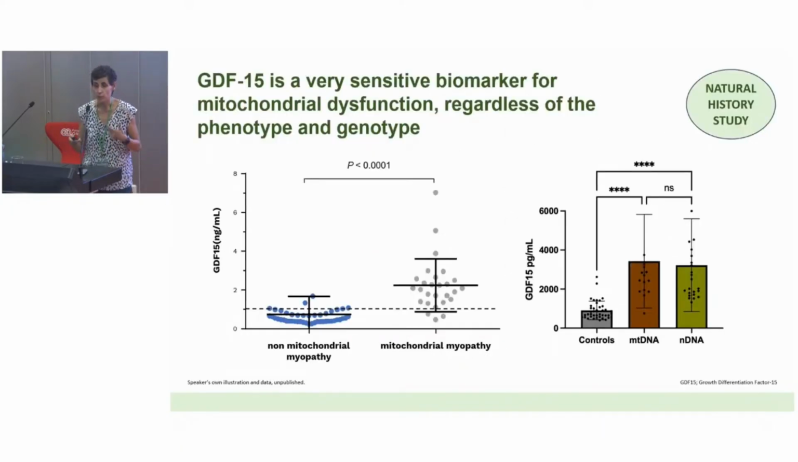We, in our center, use GDF-15 quite commonly because we found that it's very sensitive to distinguish in which patients with muscle problems there is a myopathy of mitochondrial origin as an underlying defect. Despite the genotype, be it mitochondrial DNA variants or nuclear DNA variants, the GDF15 is very useful to distinguish which patients do have a mitochondrial myopathy among patients with muscle symptoms.